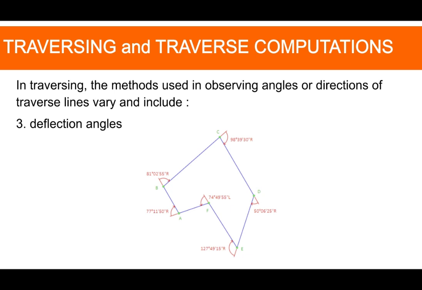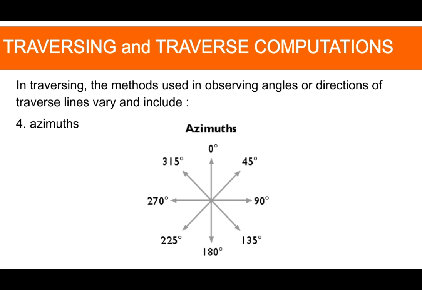Deflection angles, as you can see here, meron kang makikitang extension of your line, and that extension of the line has a certain angle on the preceding line. For azimuths, I've already discussed this in our earlier lectures. What we usually use in the Philippines is south. Pero for computation purposes, we would try to solve using north and using south.